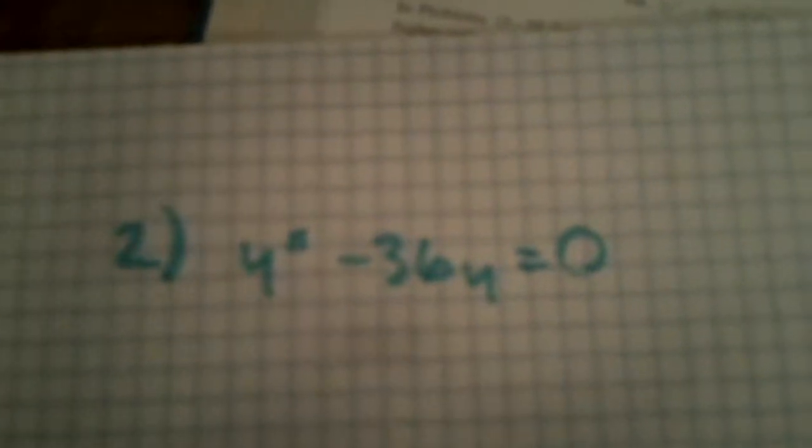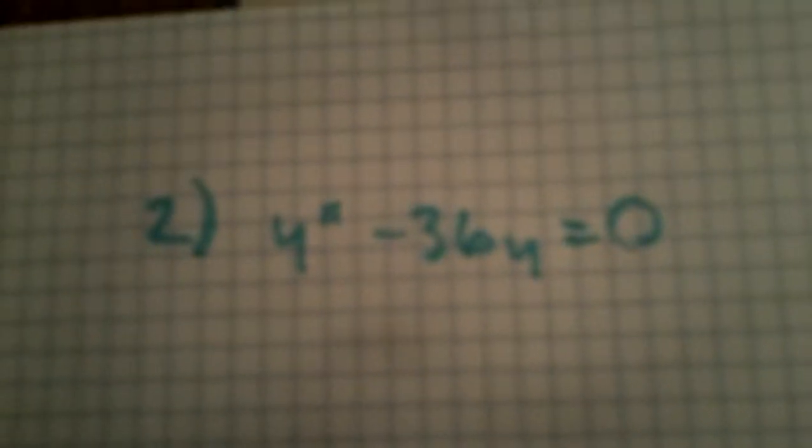Okay, next we're going to go ahead and do problem 2. Problem 2 reads as follows. Y double prime minus 36y equals 0. Now I'm going to pay attention, make sure you can see everything I'm writing. I'm not sure I was quite accurate on all that before.